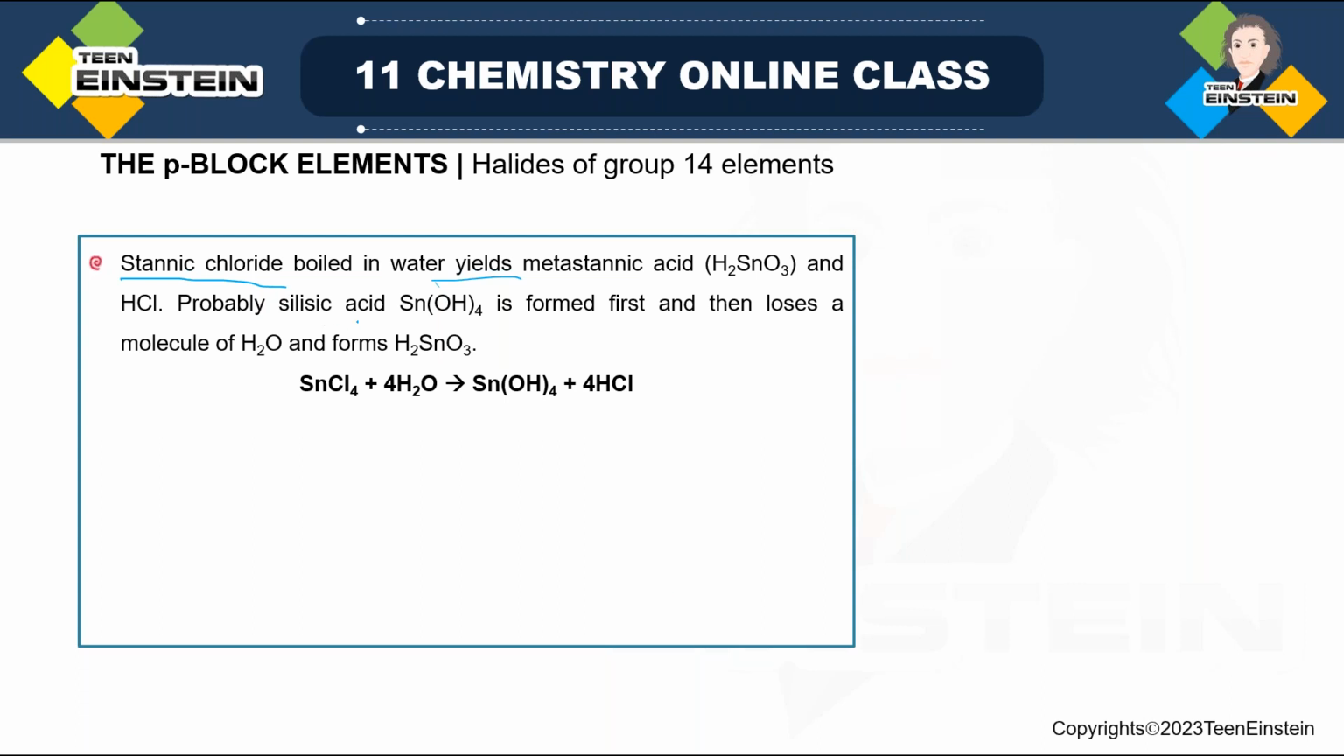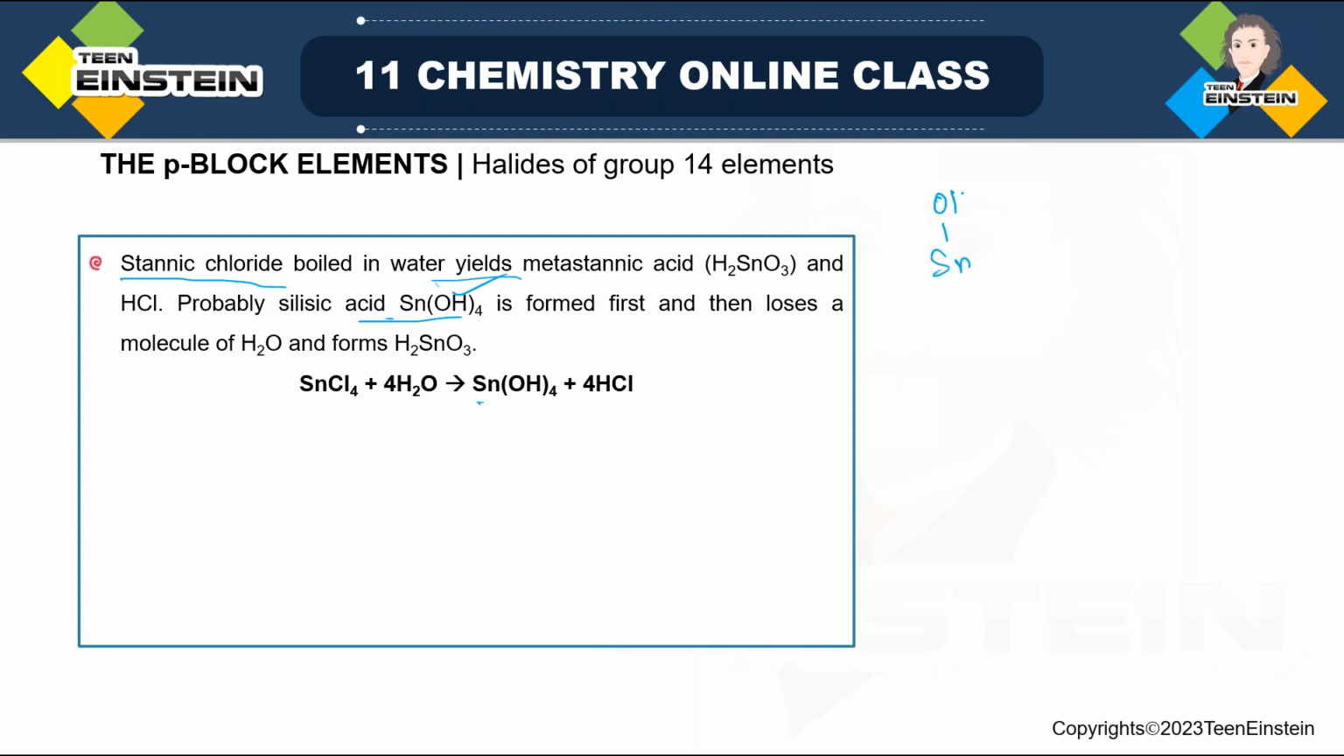What happens? First there is formation of Sn(OH)4, as you can see here. And the equation is just the same equation as you have seen in the previous slide. Just as in the case of Si, now we have Sn, that is SnCl4, 4 water, and Sn(OH)4. Now this is silicic acid. Silicic acid is this one, Sn(OH)4.